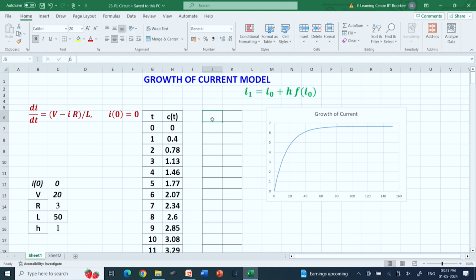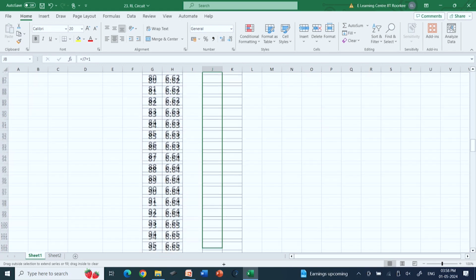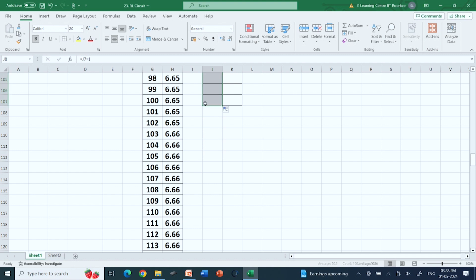This is your time and this is your current. Initially at time t equal to 0, the value is 0. Here I give an equal increment, the value of h is 1. I drag to some 100 values.